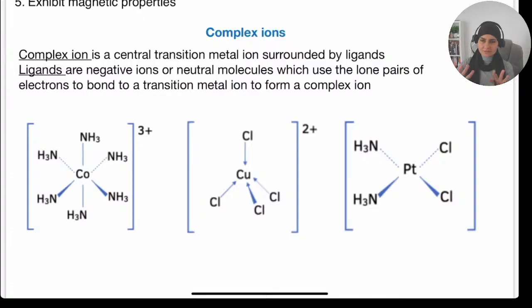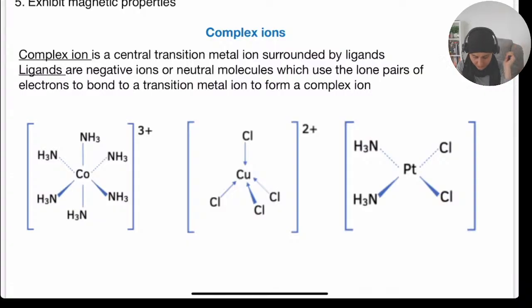This is really confusing, I understand, because you have a cobalt in the middle, which is a metal ion. And what does nitrogen do? It forms a dative covalent bond. Okay, just accept that. That's a fact. A dative covalent bond is formed from the ligand to the transition metal ion.